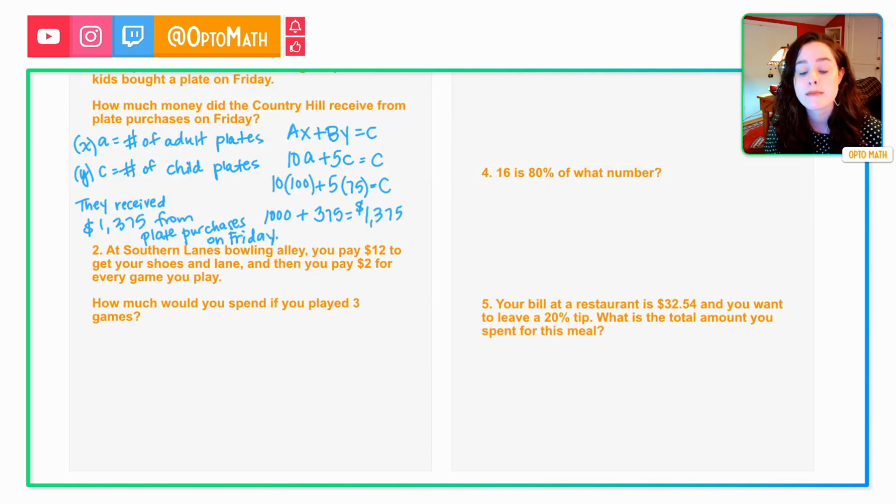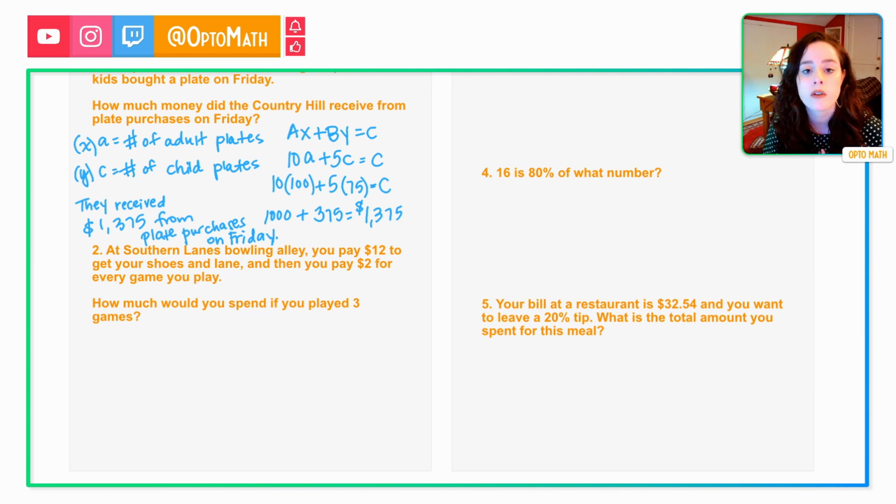Now let's look at number 2. At Southern Lanes Bowling Alley, you pay $12 to get your shoes and lane. So basically you're paying $12 before you even play a game. It's your startup. And then you pay $2 for every game you play. So that's your rate for every game you play. So how much would you spend if you played 3 games?